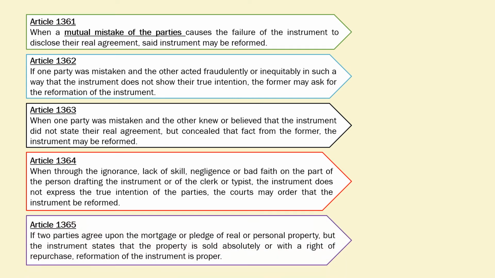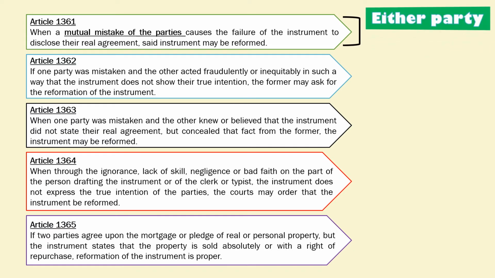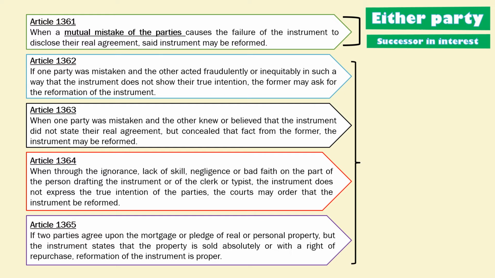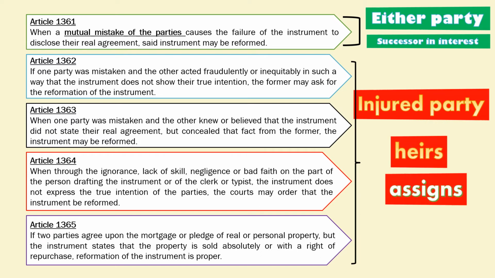And your Article 1365, ito ang palaging tinatanong sa bar exams, if there are two parties, they agree upon the mortgage or pledge of real or personal property, but the instrument states that the property is sold absolutely or with a right of repurchase, then the reformation of the instrument is proper. Ang tanong, who will ask for the reformation of the instrument? In Article 1361, it can be either party because that is a mutual mistake of the parties. So, either party or the successor in interest. For your Articles 1362 to 1365, the person who can ask for the reformation of the instrument is your injured party, the heirs, or assigns.